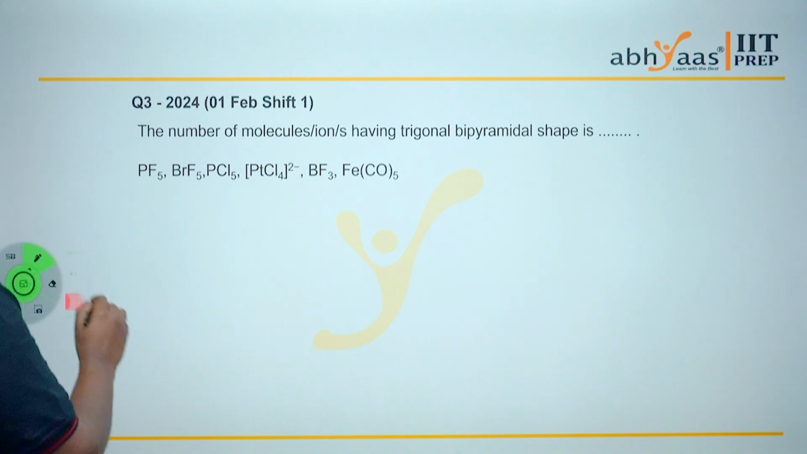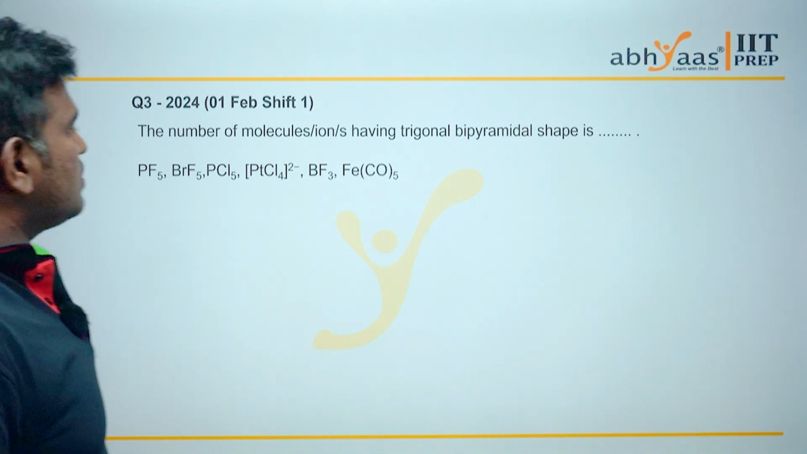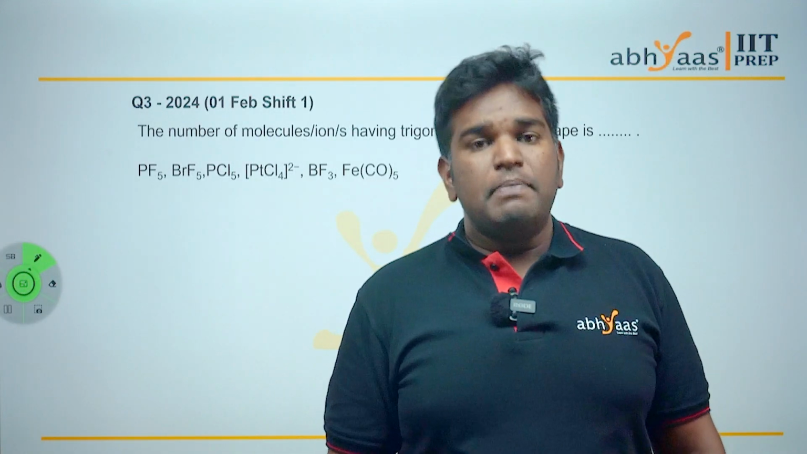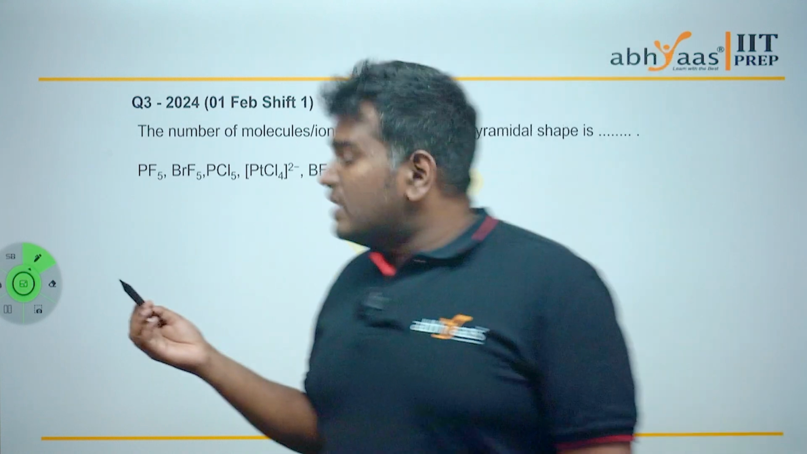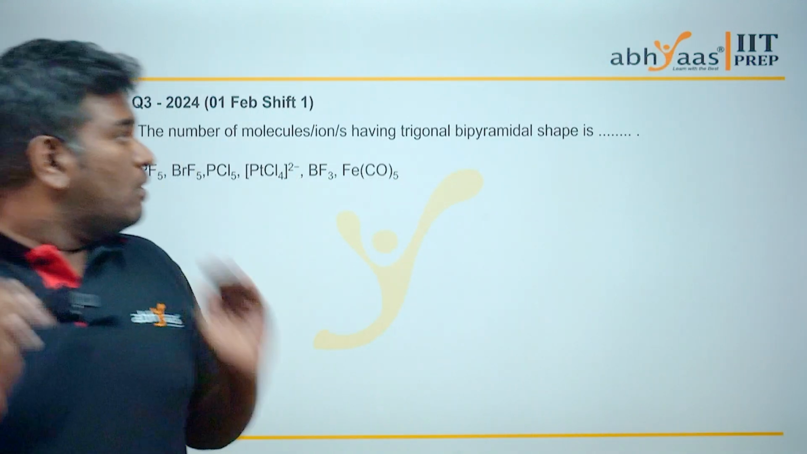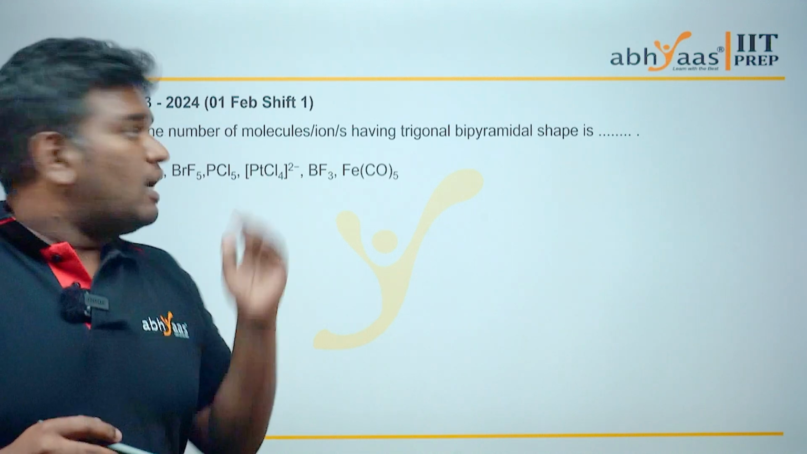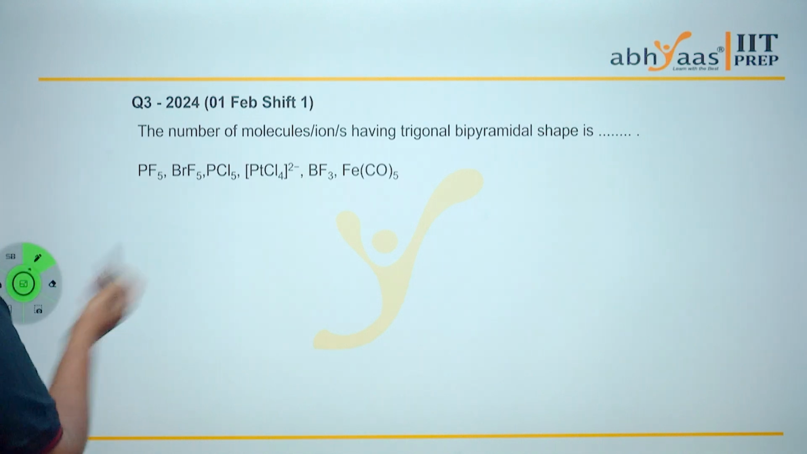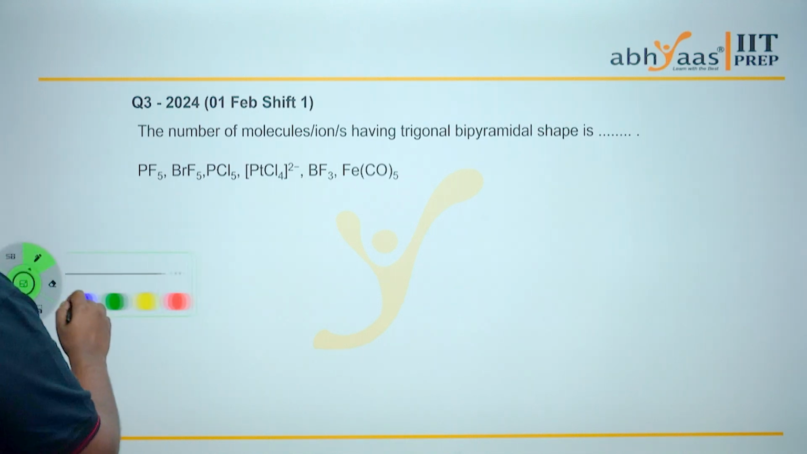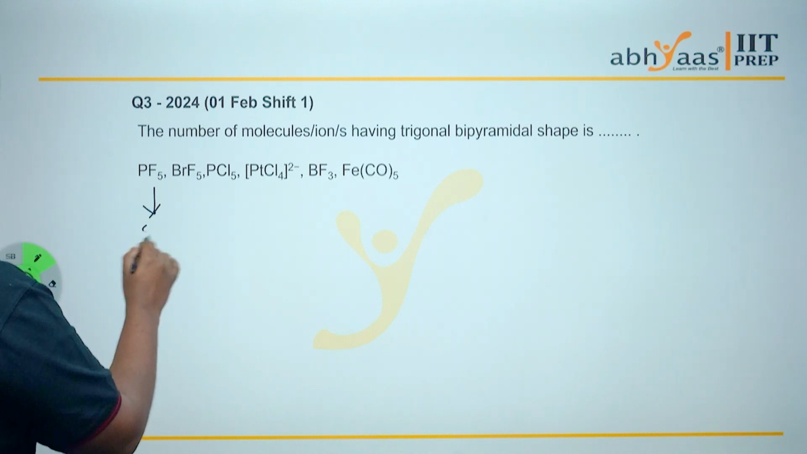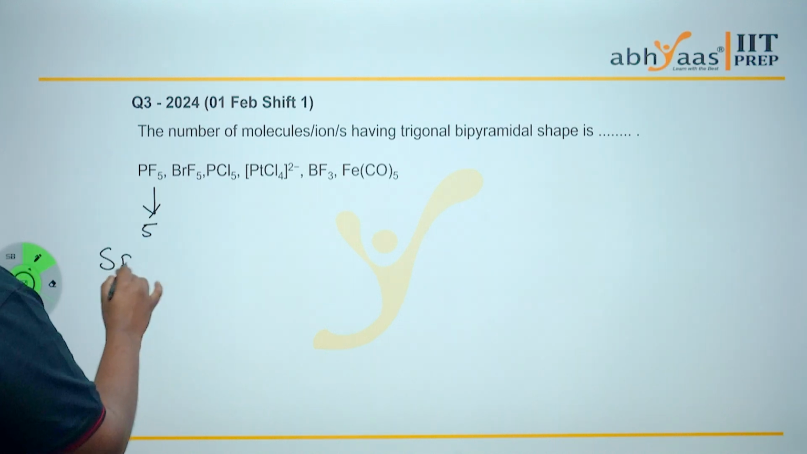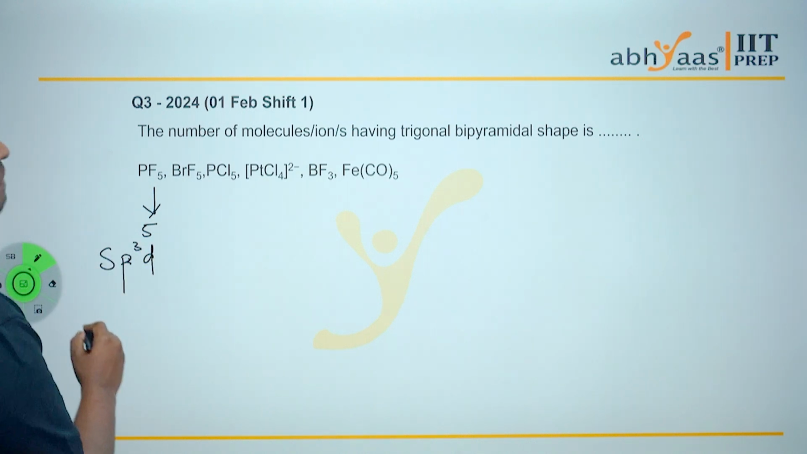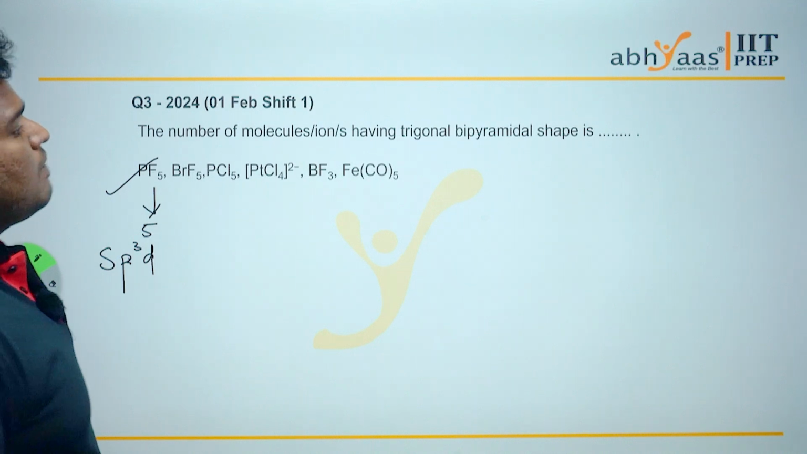So here we have to find out the number of molecules or ions having trigonal bipyramidal shape. If you know the hybridization of each molecule here, we can find out the shape of that particular molecule. For that reason, we have to know the steric number. Here, if you take PF5, the steric number is 5, and it will be sp3d, right? For sp3d, you will have trigonal bipyramidal shape.